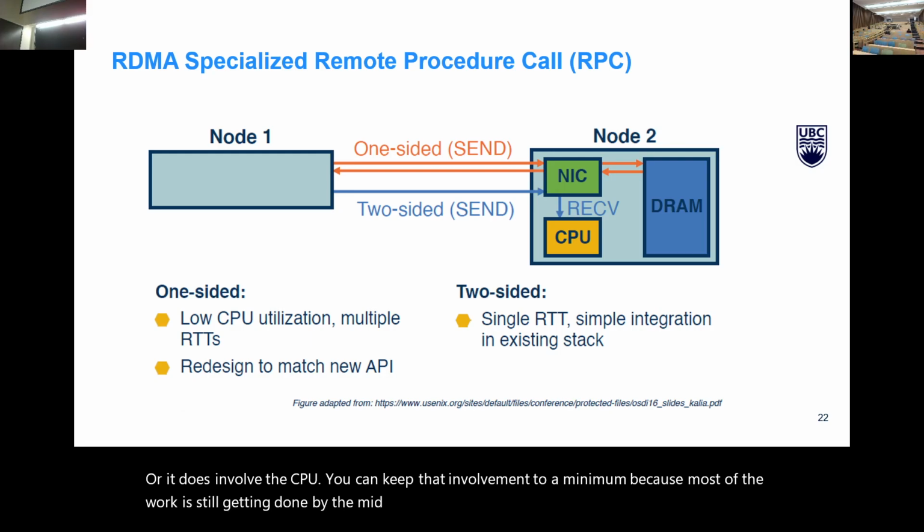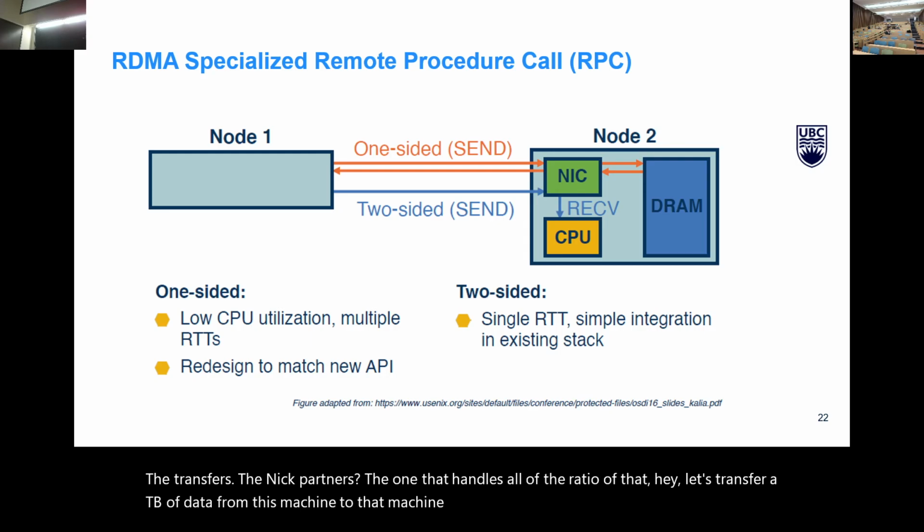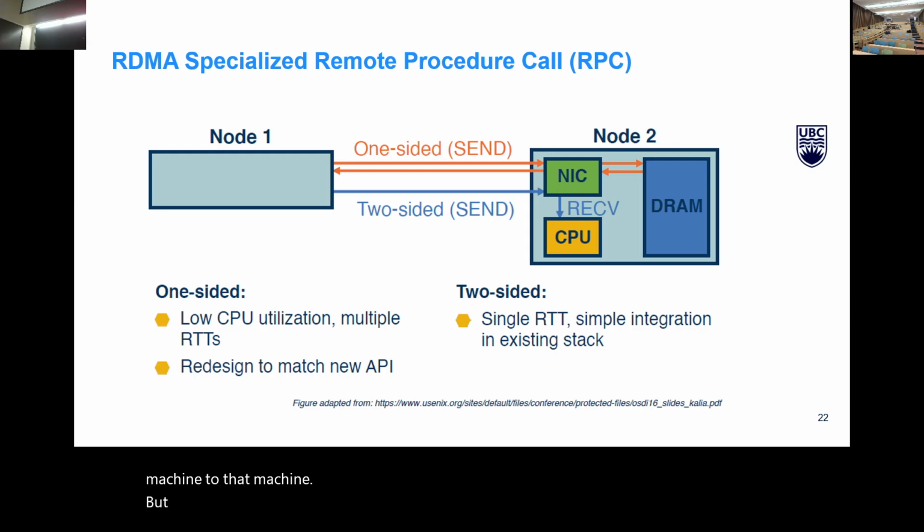So even when you're using the CPU to initiate the transfers, the NIC card is the one that handles all of the iteration over that because, hey, let's transfer a terabyte of data from this machine to that machine. And it's going to take a while. But the CPU won't know, and it can go do something else.